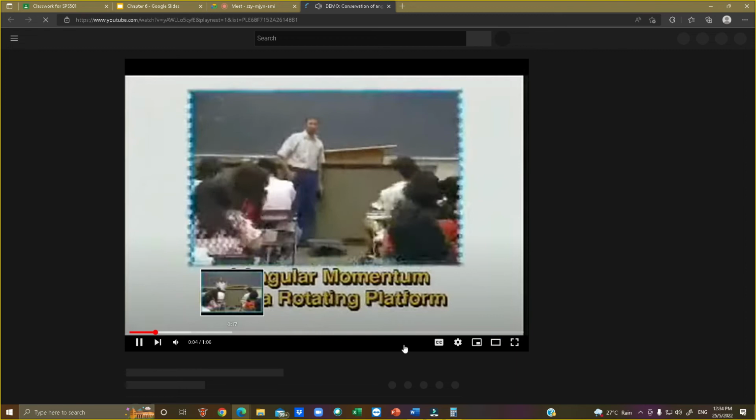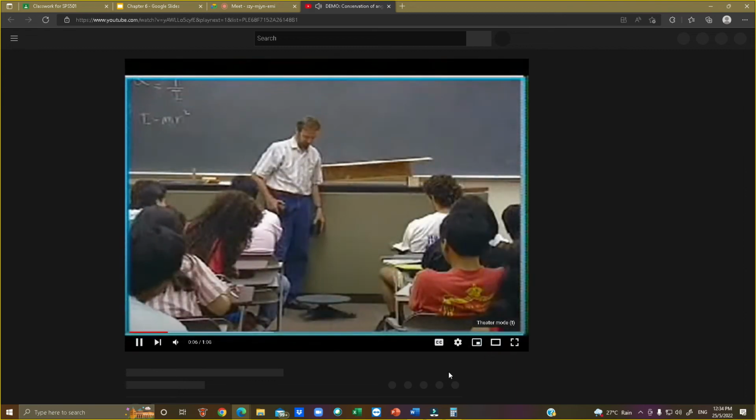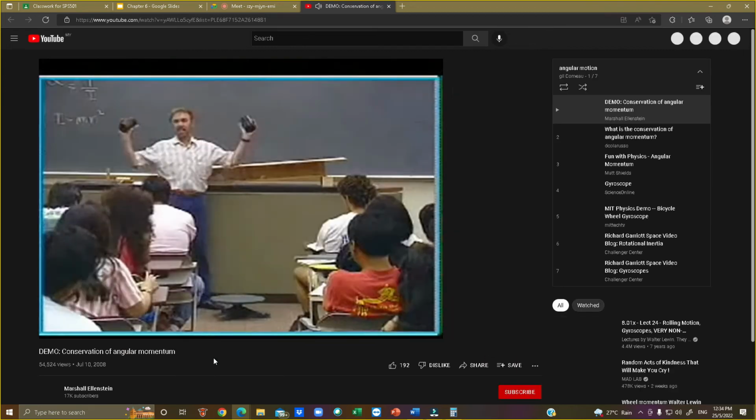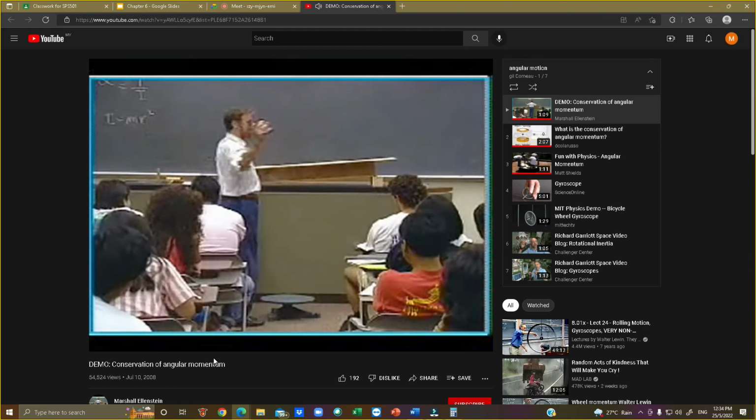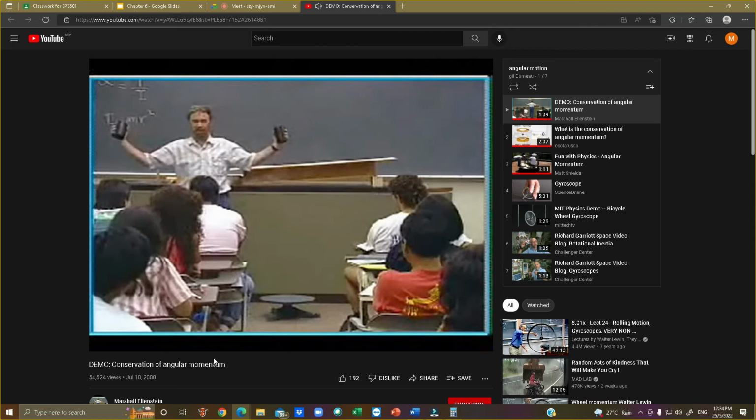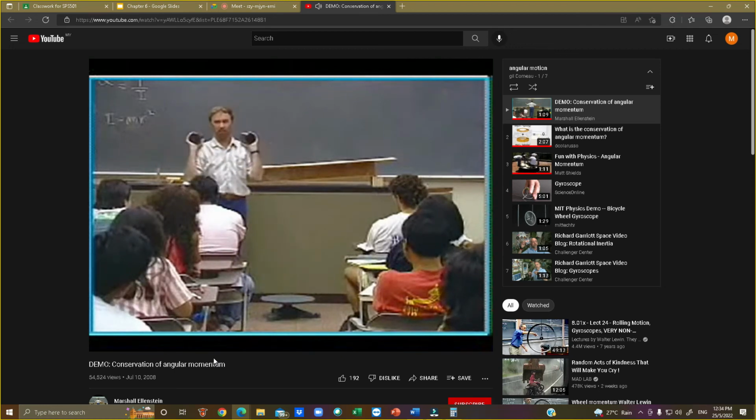It's a very low friction rotating platform. What I'm going to do is stand on that platform and hold these weights out. When I hold these weights out like this, I'm going to spin like this. When I hold them out far, do I have a lot of rotational inertia or a little? How about when I pull them in?